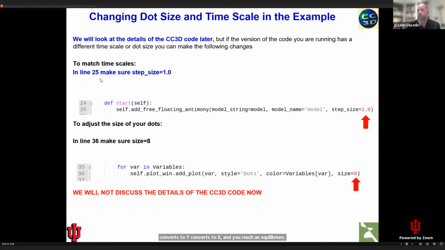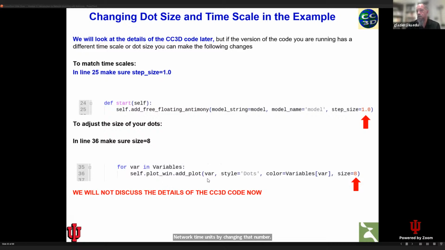In line 25, you will see a line. We're not going to talk about what this line does at the moment, except that you will see step size equals, and here it should be set to 1. You can change the interconversion of CompuCell time units to network time units by changing that number.